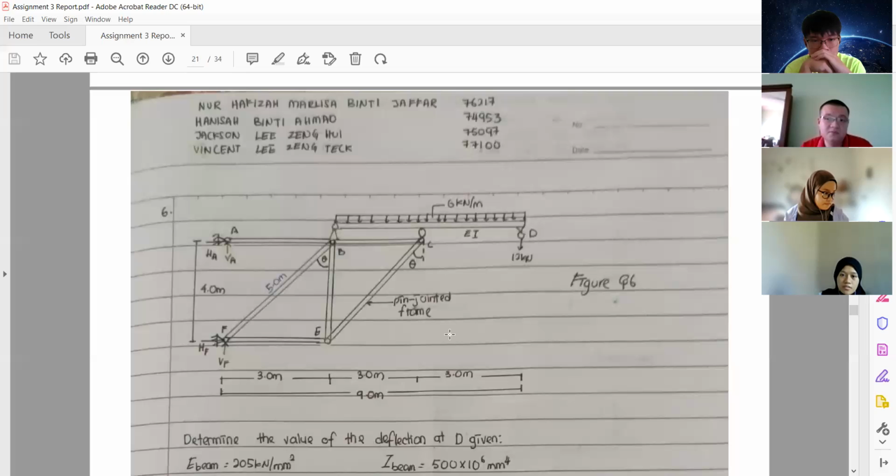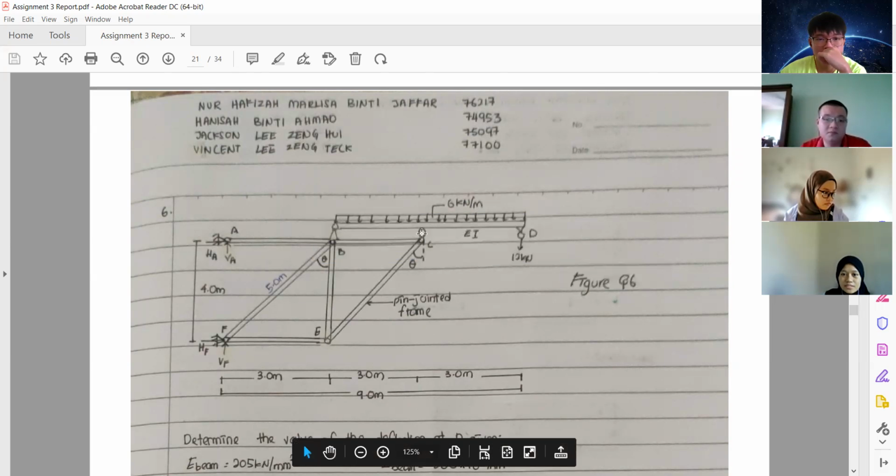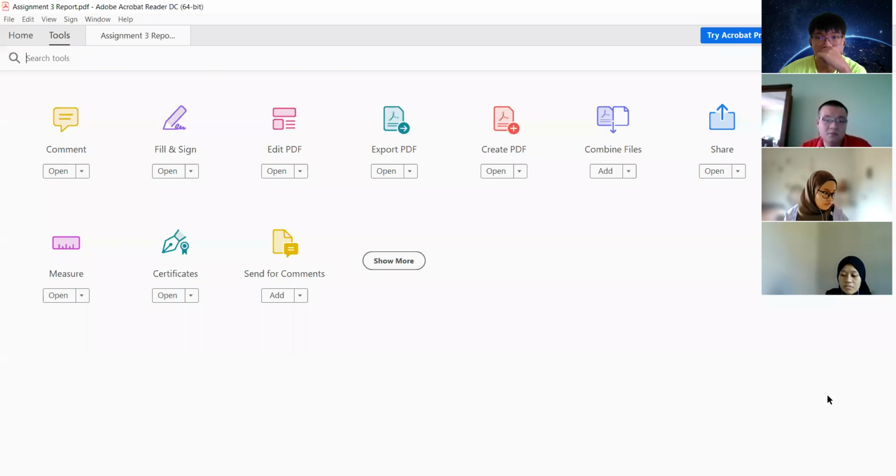Question 6, we have beam BCD, and then the pin jointed frame there. So we need to determine the value of deflection at D.